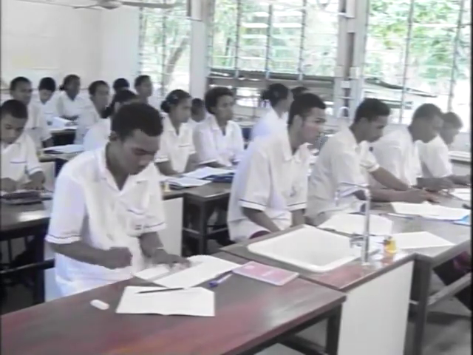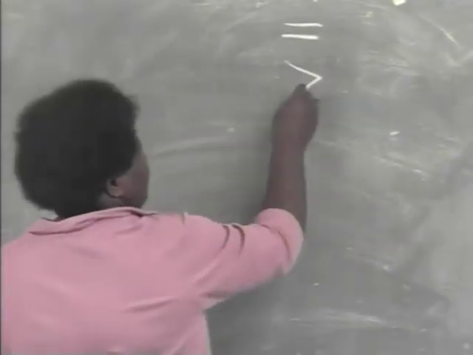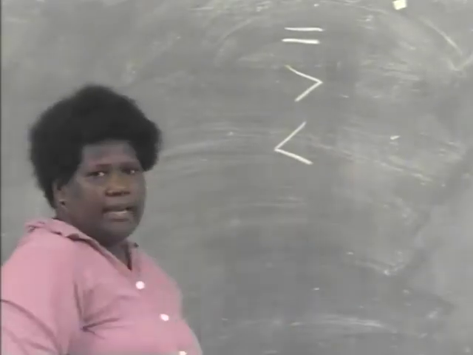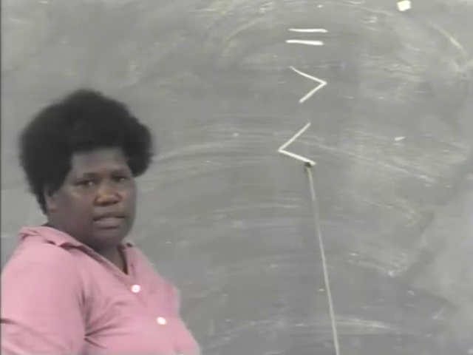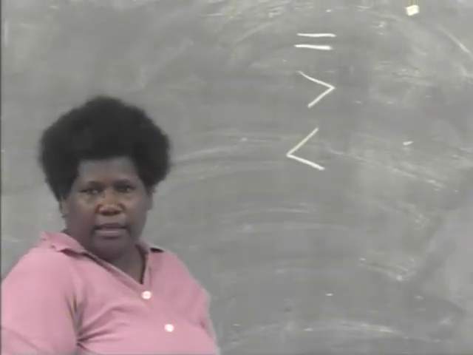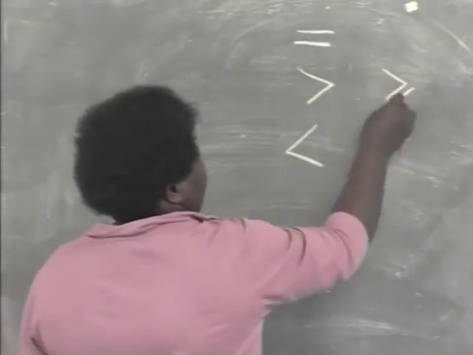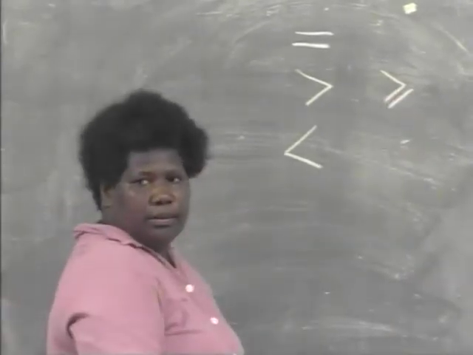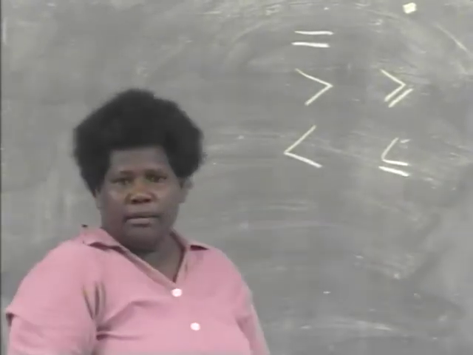Okay. The equation sign is this, and the inequality sign is either greater than or less than. It means they're not equal to, but it's either greater than or less than. So those two signs are inequality signs. Okay, sometimes you can have greater than or equal to, and also less than or equal to.